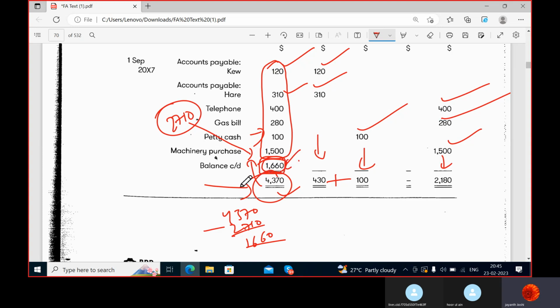Okay, see, very simple. In layman terms, you got how much money? 4,370. Did you get this much money or not? Please tell me. Yes, sir. What is your receipts in total? 4,370, right?